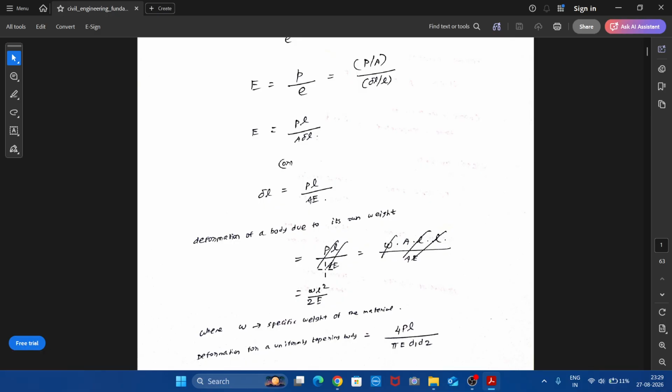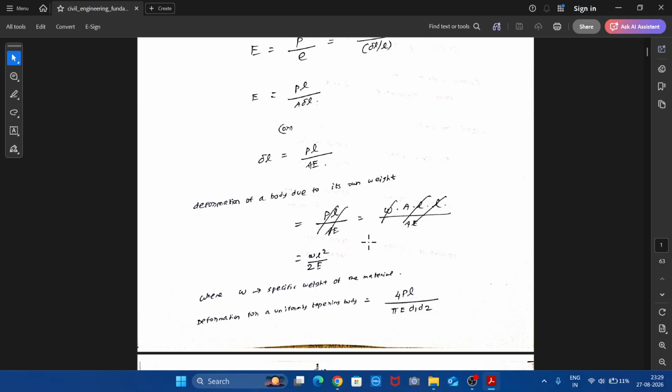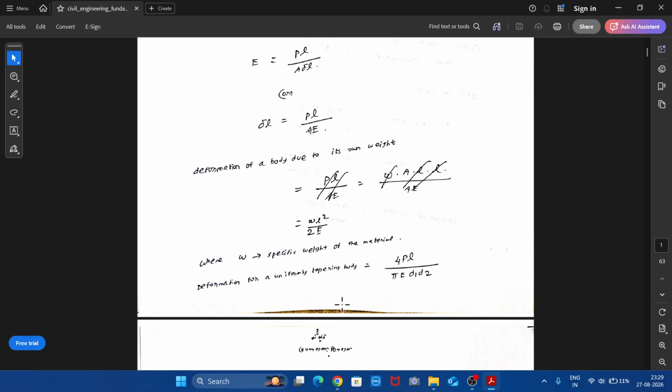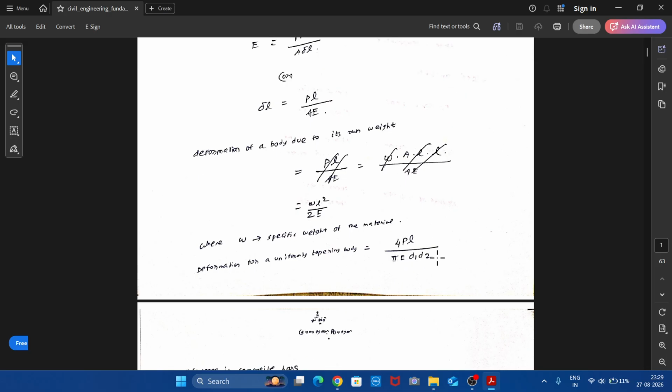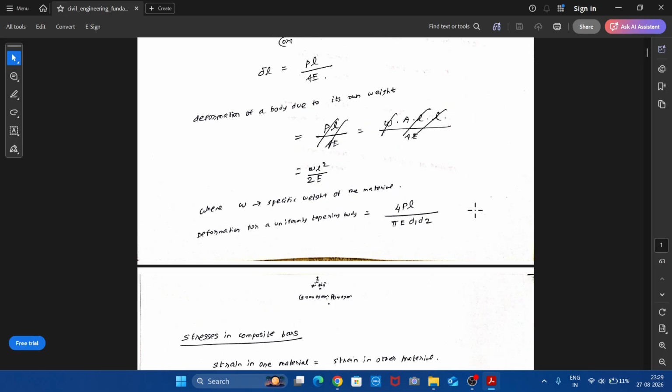So that specific weight multiplied by L squared by 2E will give you the deformation of a body due to its own weight or self weight. And in case we have a tapering body, say if the cross section is tapering, then we can use this relationship to find the deformation of a uniformly tapering body. That is 4PL by pi into Young's modulus into D1 D2, where D1 will be the diameter at one end and D2 will be the diameter at the other end.